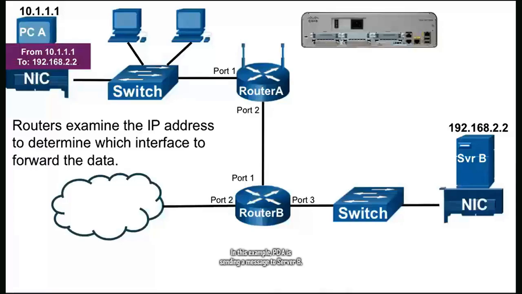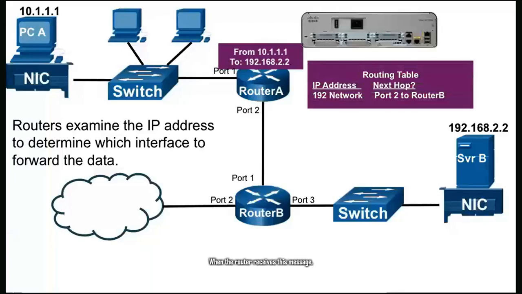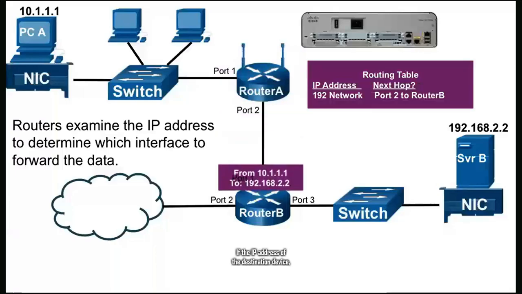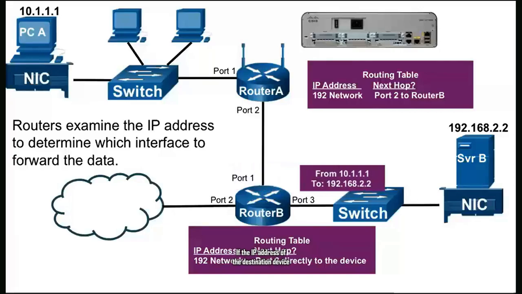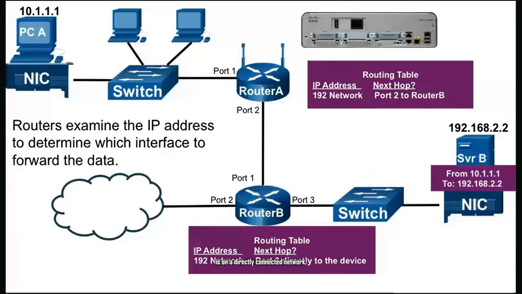In this example, PC A is sending a message to server B, which is on a different network. This message, known as an IP packet, is sent to the local router, PC A's default gateway. When the router receives this message, it will examine the packet's destination IP address to determine where to forward the data. Routers have routing tables, which tell them where to forward packets. If the IP address of the destination device, server B in this example, is not on a network directly connected to this router, it will forward the packet to another router. If the IP address of the destination device is on a directly connected network, it can then forward the message directly to that device.